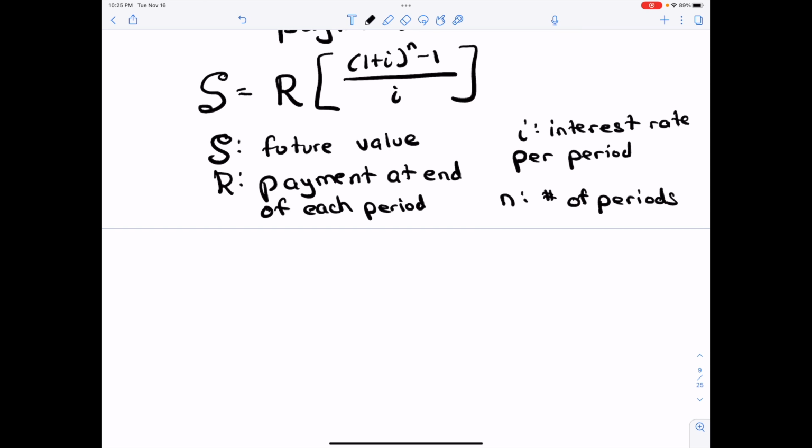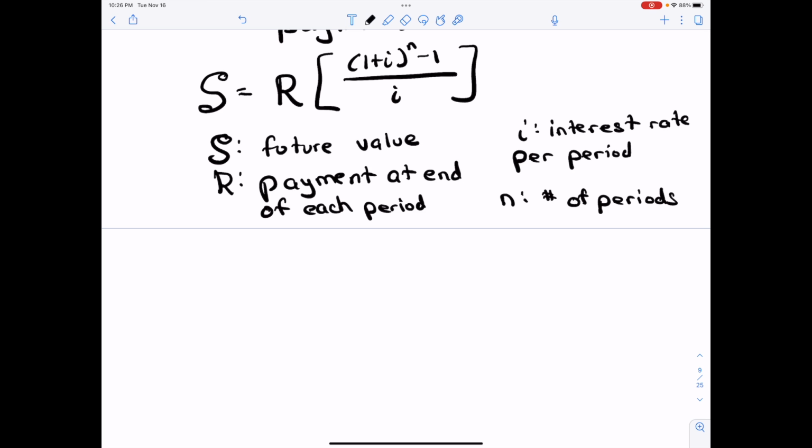This is basically a version of the compound interest formula worked with our geometric sequence formula. So it all comes together and creates this. If you'd like to see kind of how it comes about, check out your book. There's an example worked out. I'm just going to jump right into doing an example using the formula.